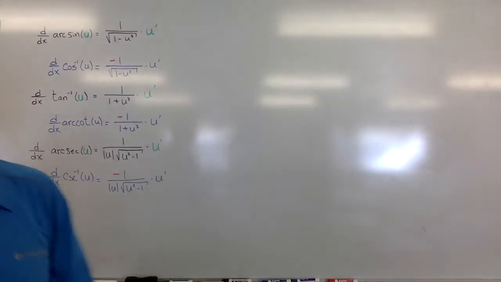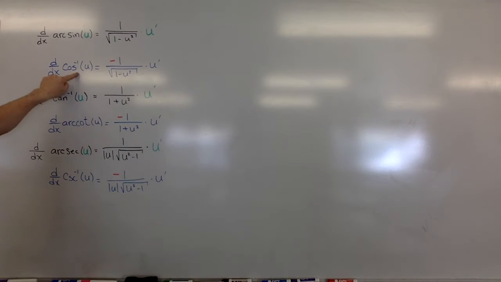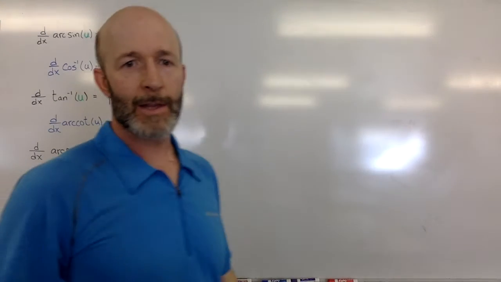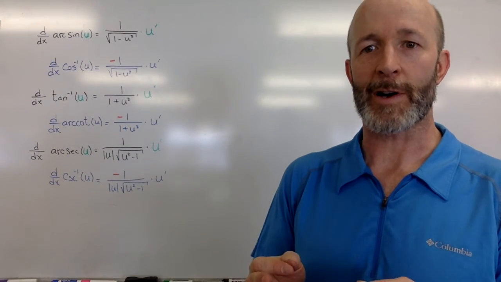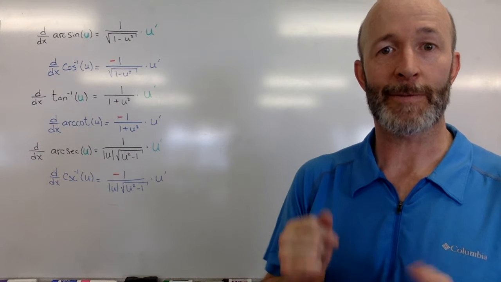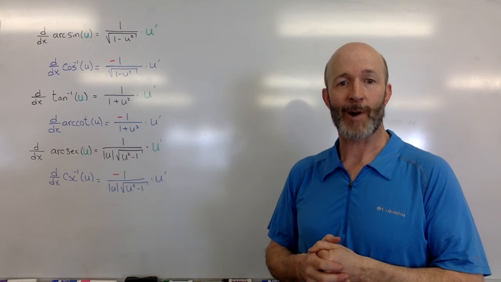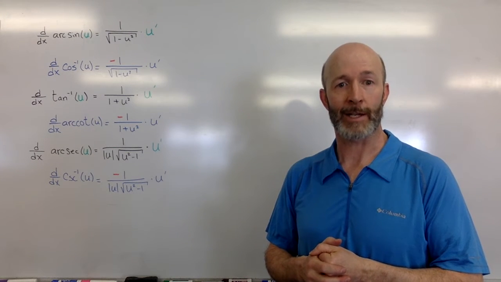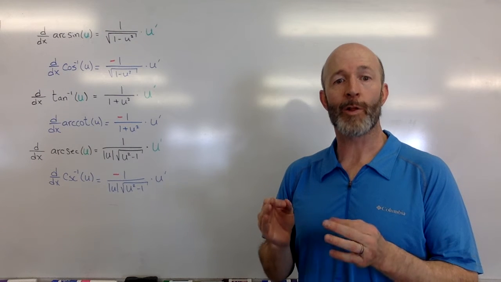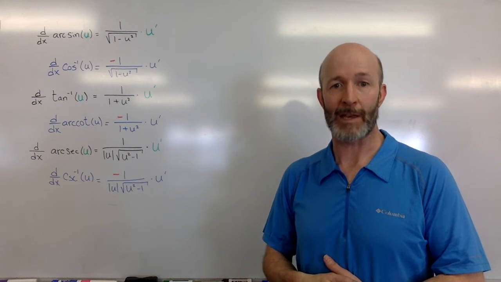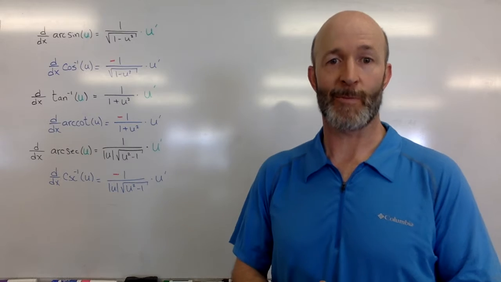Please notice the derivatives for arccosine and arcsine are the exact same, except arccosine is a negative. The same thing goes for the derivatives of arctangent and arccotangent. The only difference is a negative. Same thing for arcsecant and arccosecant. So all the cos happen to have a negative in them. Otherwise, they're the exact same formulas.